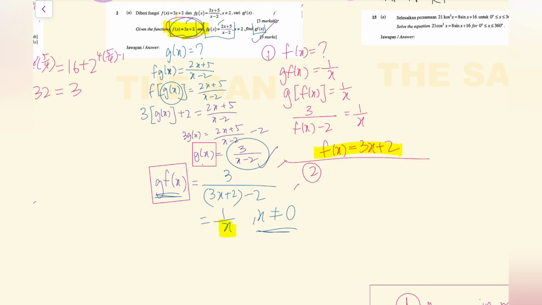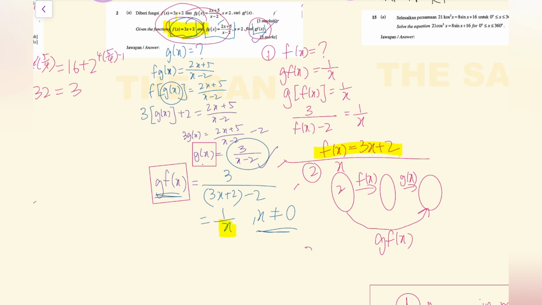So the second answer checking method will be like this. We just draw a 1, 2, 3. So this will be x, and this will be f(x), and this will be g(x). So we want to find gf(x). That means it is like this, gf(x), right? Now we just randomly give x a value. For example, it's 2. If x is equal to 2, what is the value of f(x)? So you just have to substitute 2 into this equation here. So 3 times 2 plus 2, we will get 8. So now we substitute 8 into the g(x) function, okay, which is 3 over (8 - 2). We will get 1 over 2.